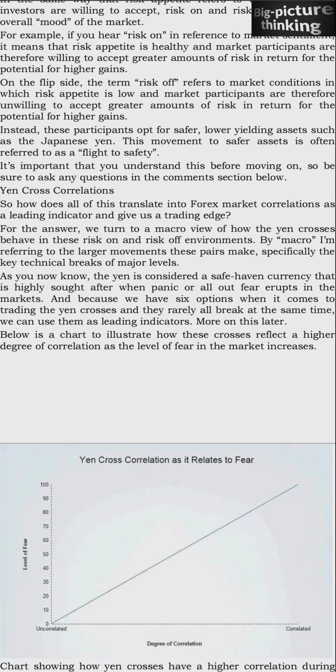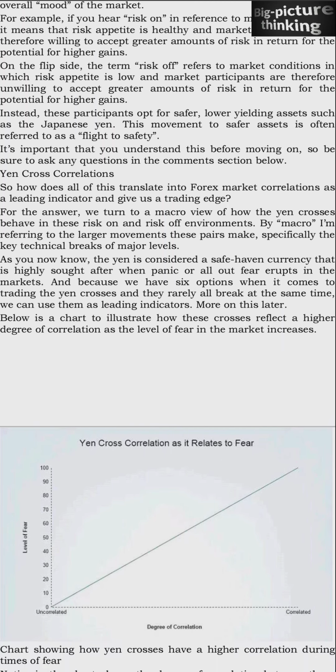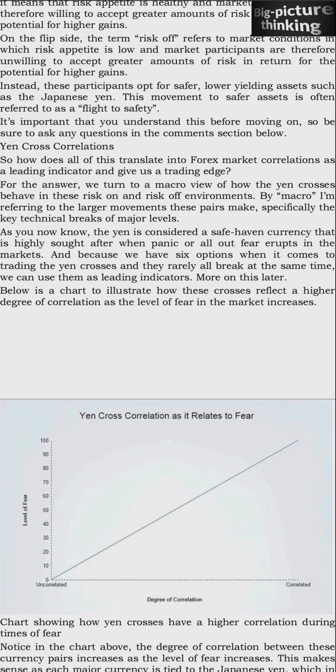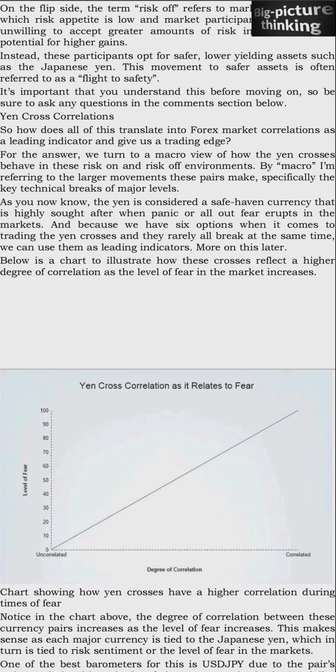For the answer, we turn to a macro view of how the yen crosses behave in these risk on and risk off environments. By macro, I'm referring to the larger movements these pairs make, specifically the key technical breaks of major levels. As you now know, the yen is considered a safe haven currency that is highly sought after when panic or all-out fear erupts in the markets.